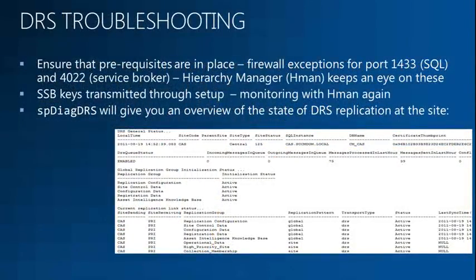So, other DRS troubleshooting processes. Make sure you have firewall port exceptions enabled in the Windows firewall, if you have that turned on your servers. We recommend that you do have the Windows firewall turned on your servers. HMAN. Remember HMAN? HMAN keeps an eye on this. HMAN will look at those configurations and make sure that they are correct.